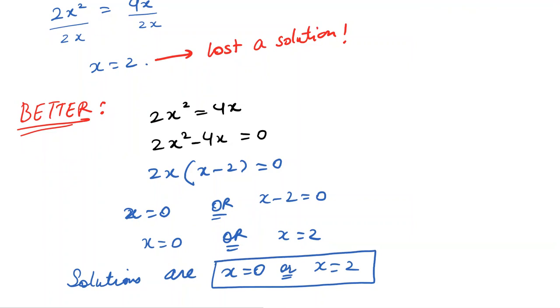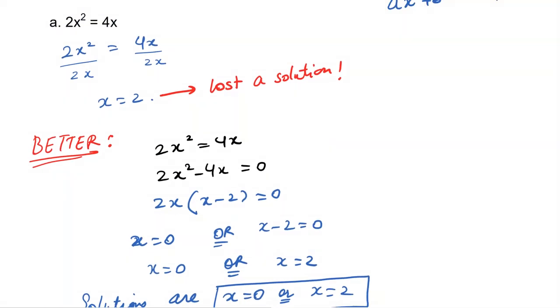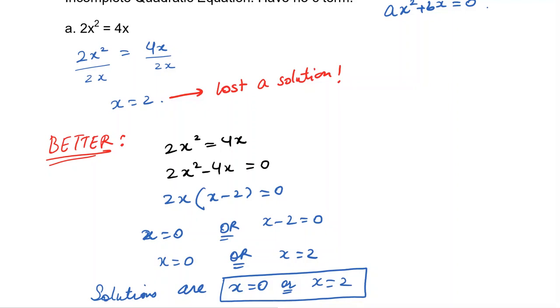So this is the correct way to do this problem. If we do it with factoring, we do not lose a solution, and we do not make the assumption that x is non-zero. Okay, so this was our method of solving the quadratic equation using factoring.